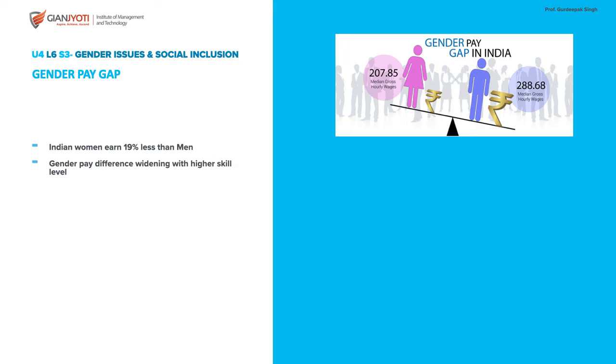So if we talk on an average, the median gross hourly wages for women is 207 Indian rupees, whereas for men it is 288. So that's where the gap is.